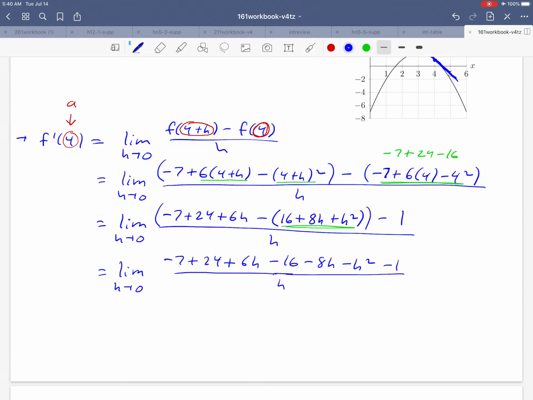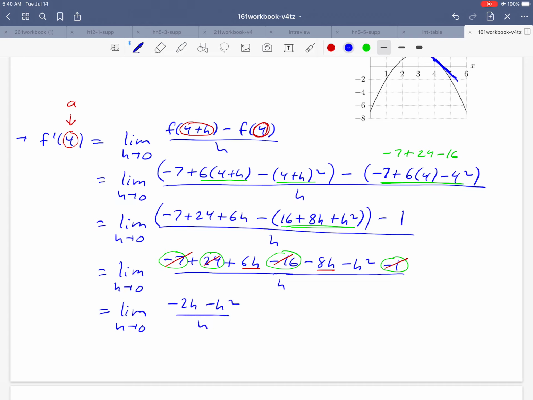And so what we're hoping is that we can get some cancellation here. I'm going to start by circling all of the constant terms. So we've got a negative 7 plus a 24 minus a 16 and minus a 1. If you take those four numbers and add them all together, what you discover is that they all cancel out. You get 0. So I'm just going to cancel those all away. And then the next thing we might notice is that 6h and negative 8h are like terms that we can add together. So 6h minus 8h is a minus 2h, minus h squared.